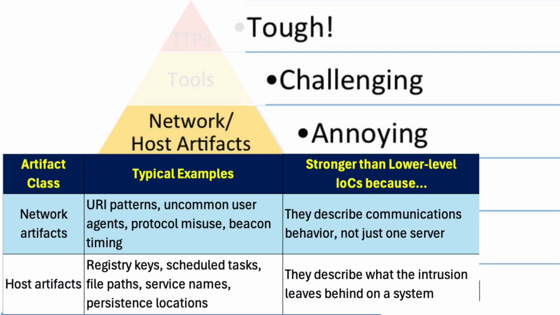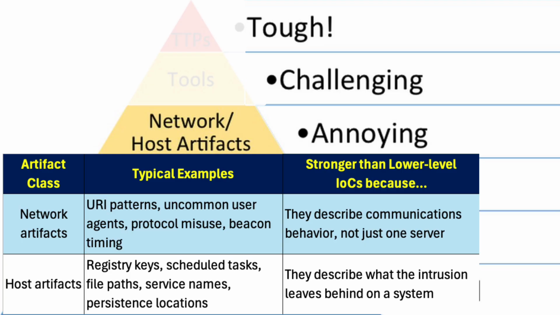As we move up the pyramid, we start seeing indicators that describe how an intrusion behaves in an environment. Network artifacts are traces in communications data that distinguish malicious activity from ordinary traffic. Bianco gives examples such as unusual URI patterns, command and control information embedded in protocols, and distinctive client strings. Host artifacts are traces left on endpoints, such as registry changes, dropped file locations, service names, or persistence mechanisms. These matter because they often outlive a single file hash or IP address.